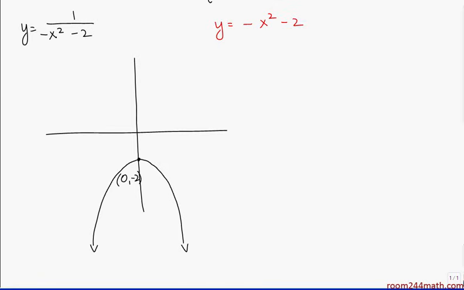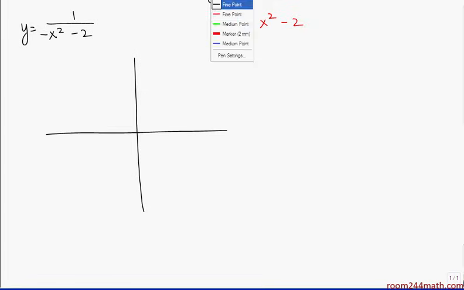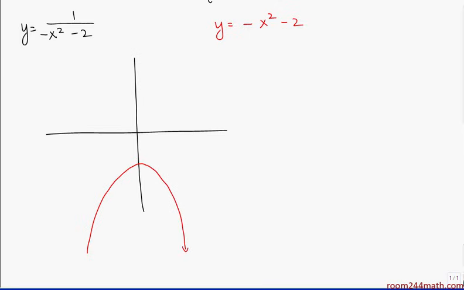Actually, let's go back and be consistent here and do that in red so that we don't get confused. Okay, so that's the quadratic in red. That vertex there is (0, -2).